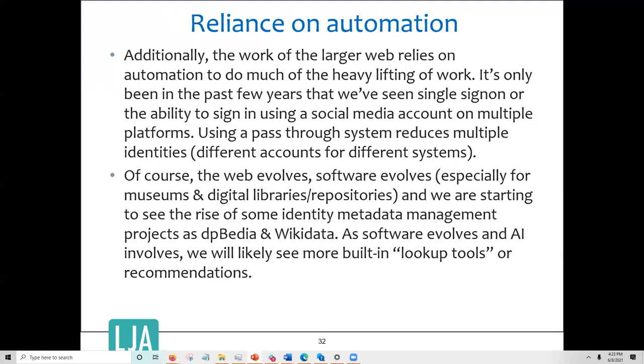But it's really only been the past few years we're starting to see things like single sign-on, or the ability to sign in using a social media account on multiple platforms, using pass-through systems to reduce multiple identities. So in the olden days, if you had 5 software, you had 5 different user accounts and 5 different passwords. And someday people will know that world never again.